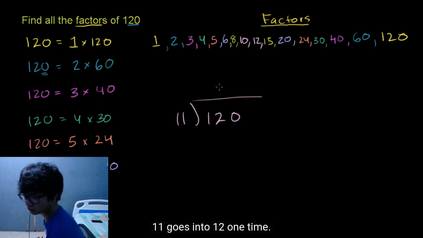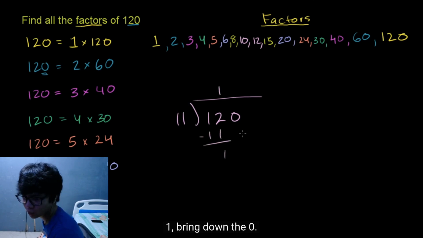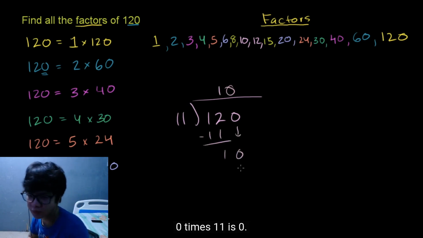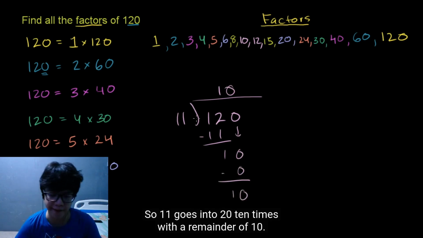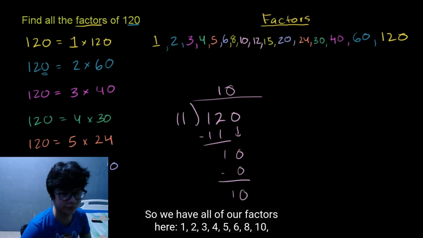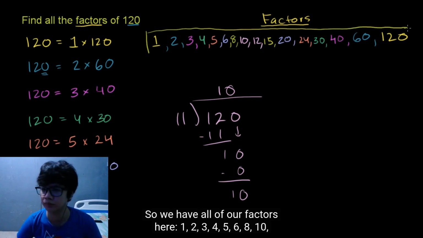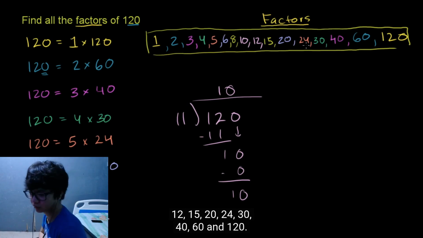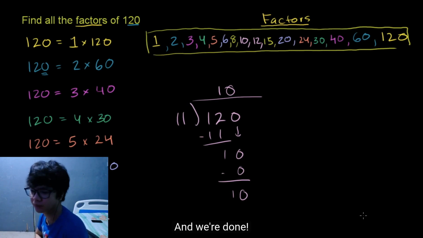11 goes into 12 one time. 1 times 11 is 11. Subtract. Bring down the 0. 11 goes into 10 zero times. You're left with a remainder of 10, so it definitely does not go in evenly. So we have all of our factors here: 1, 2, 3, 4, 5, 6, 8, 10, 12, 15, 20, 24, 30, 40, 60, and 120. And we're done.